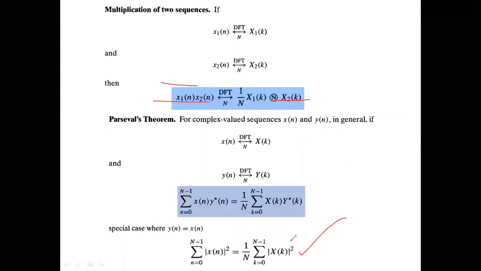So what you have to do is find the 4-point DFT of the sequence. Then afterwards you have to do the squared summation and then divide it by 4. Just cross verify.